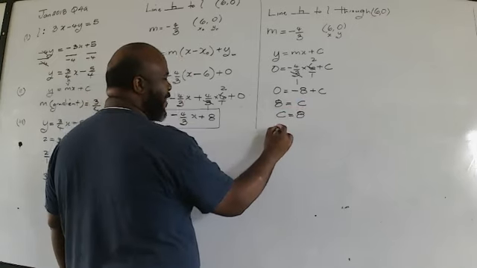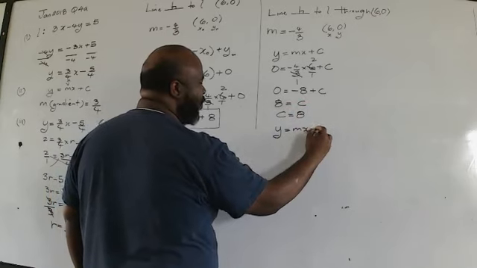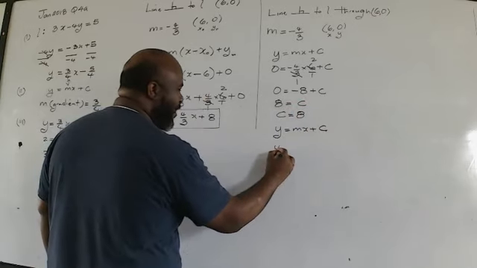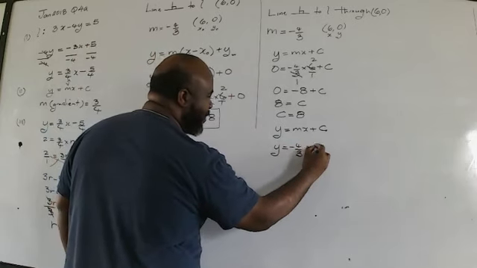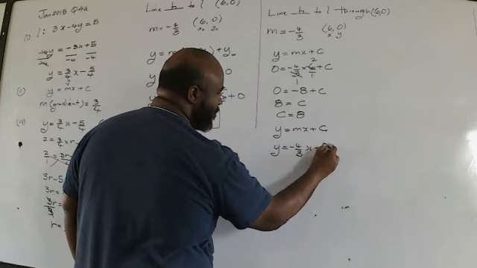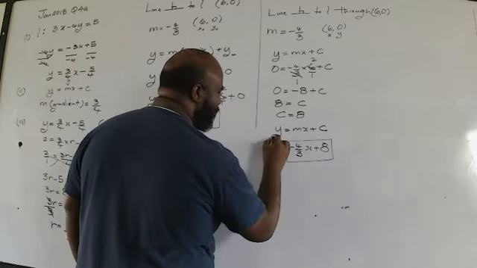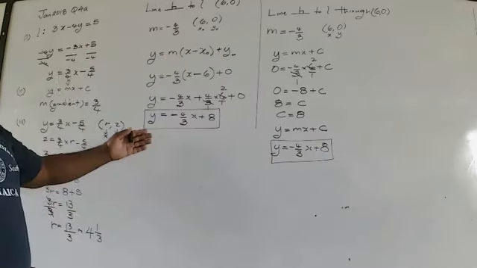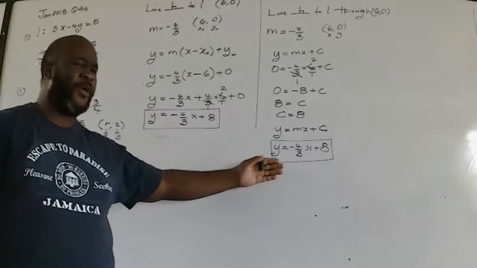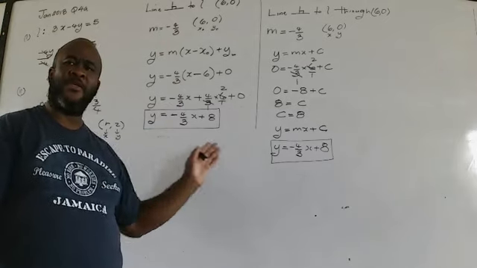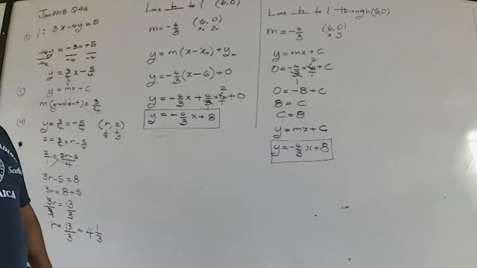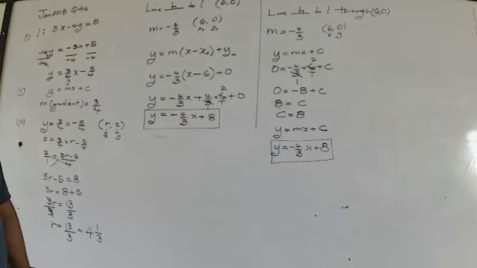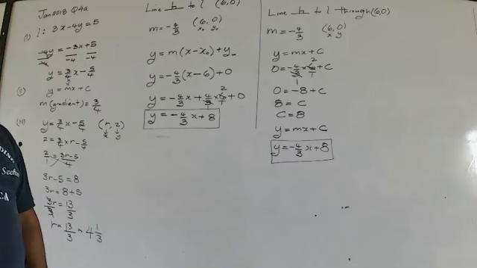The equation of a line is y is equal to mx plus c. So y is equal to m, minus 4 over 3, x plus c. What is c? 8. This is the equation of the line. Do it the way I teach my students, or the way Mr. Brown teaches his students. The solution is going to be the same. The equation of the line perpendicular to L that passes through the point 6, 0 is the line y equals minus 4 over 3x plus 8.